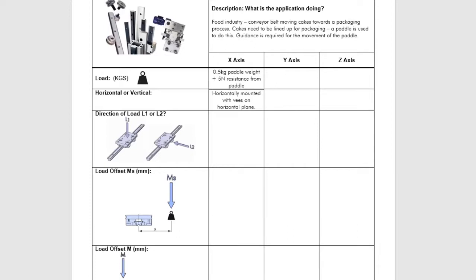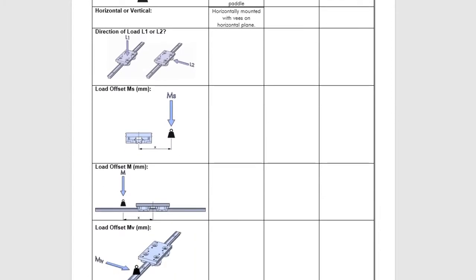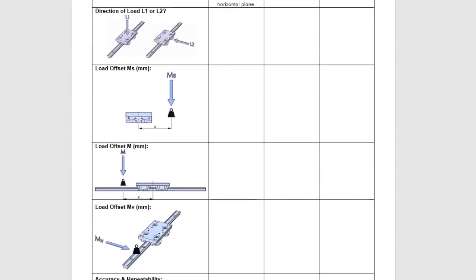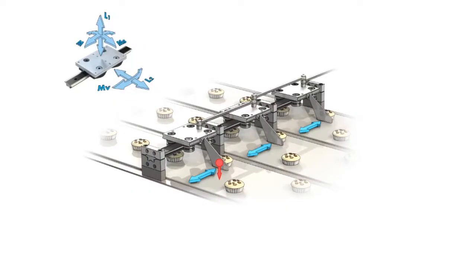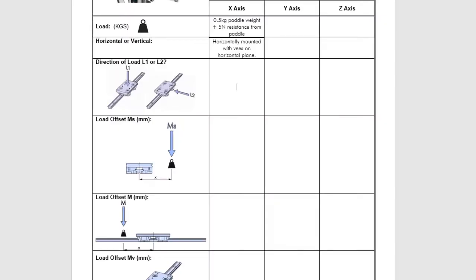The next section of the datasheet breaks down the load into its component forms, direct loads and moment loads. First, you need to indicate the direction of the load relative to the slides and bearings. In this example, the weight of each paddle acts downwards, so there is an L1 load. If the slide was mounted with the V's at 12 and 6 o'clock, there would be an L2 load. On the datasheet, the direction of the load is therefore L1.